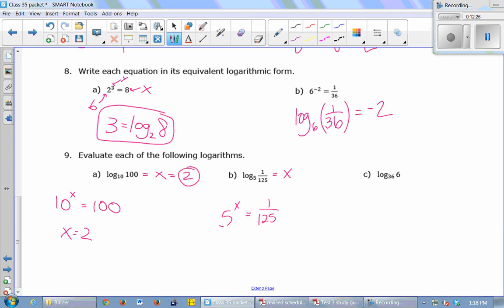Close. It is a negative exponent, but it's not the negative fifth. Closer. Third. 5 cubed is 125. So 5 to the negative 3 is 1 over 125. So in this case, x would be negative 3.